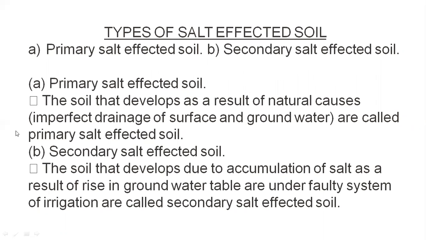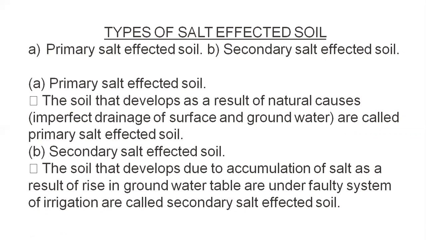What is primary salt affected soil? The soil that develops as a result of natural causes, imperfect drainage of surface and groundwater, is called primary salt affected soil, which is produced by natural causes, natural reasons. The causes or the reasons would be natural. In that case, that type of soil will be known as primary salt affected soil.